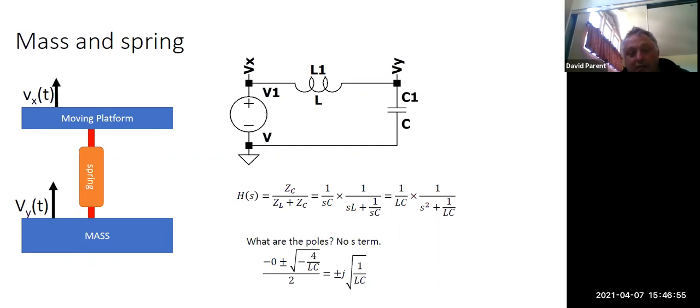Now, let's do a mass and a spring. You should start to think that this might not behave in a normal way, because both of those elements are energy storage elements, and there's no dissipation element in there. But anyway, moving platform, that's the input. One end tied to ground. Great.